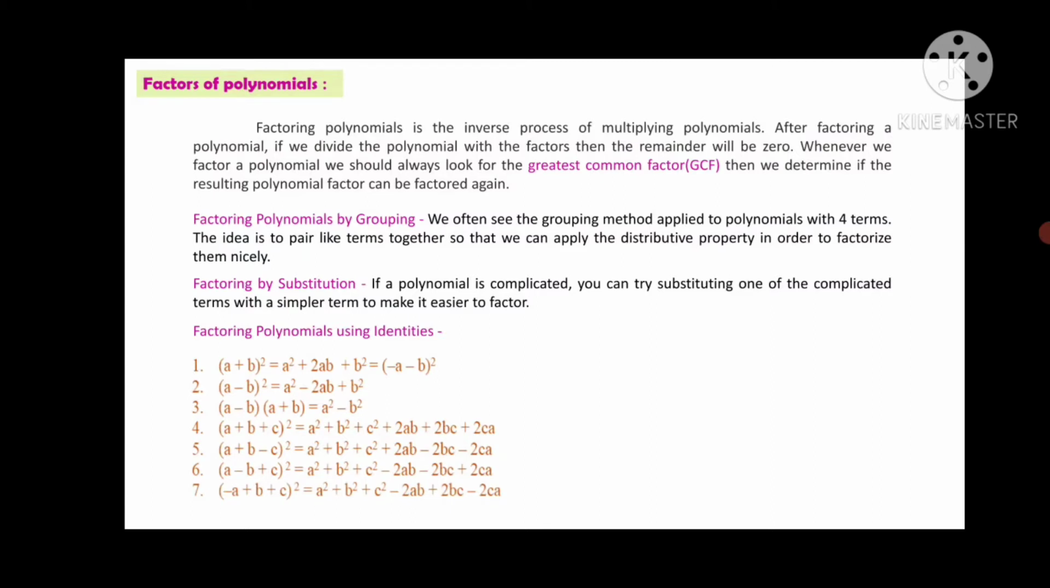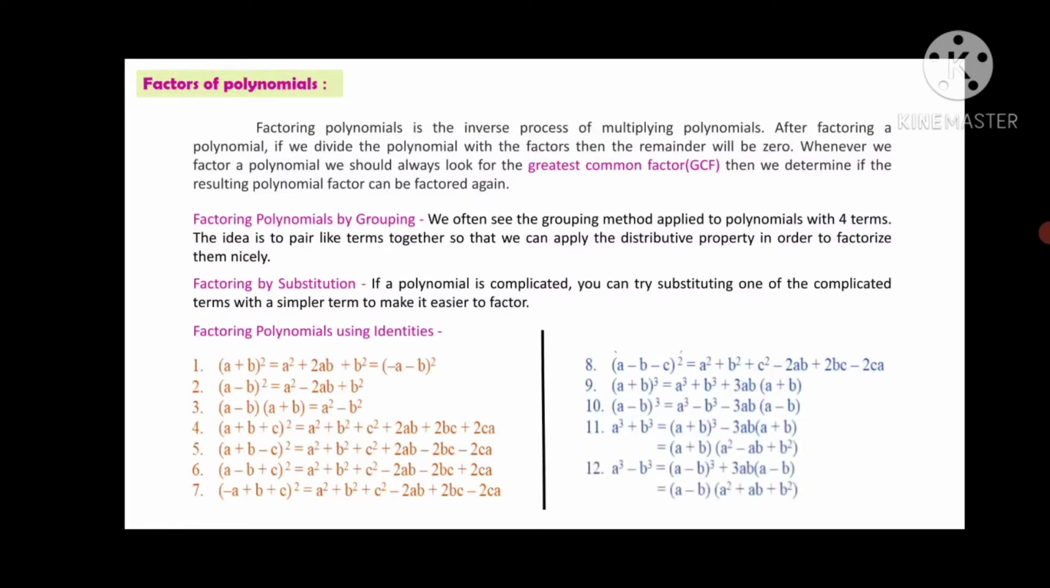(a plus b minus c) whole squared will be a square plus b square plus c square plus 2ab minus 2bc minus 2ca. Then the sixth one, (a minus b plus c) whole squared will be a square plus b square plus c square minus 2ab minus 2bc plus 2ca. And the seventh one, (minus a plus b plus c) whole squared will be a square plus b square plus c square minus 2ab plus 2bc minus 2ca. Then the eighth one, (a minus b minus c) whole squared will be a square plus b square plus c square minus 2ab plus 2bc minus 2ca.